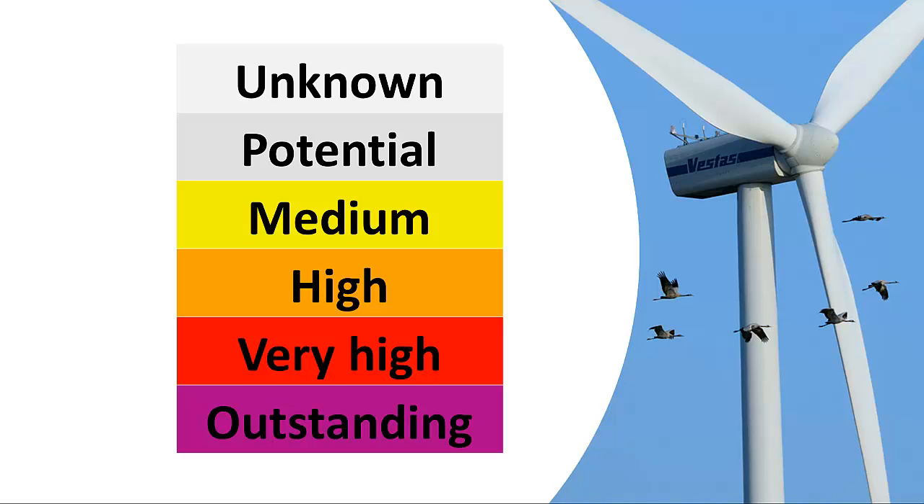Likewise, sites that fall within the very high and outstanding categories should not automatically be assumed to be unsuitable for all forms of development, and it may be possible that, with the right mitigation measures in place, development at these sites can take place without any negative impact on soaring birds. Again, thorough on-the-ground environmental impact assessments are essential.